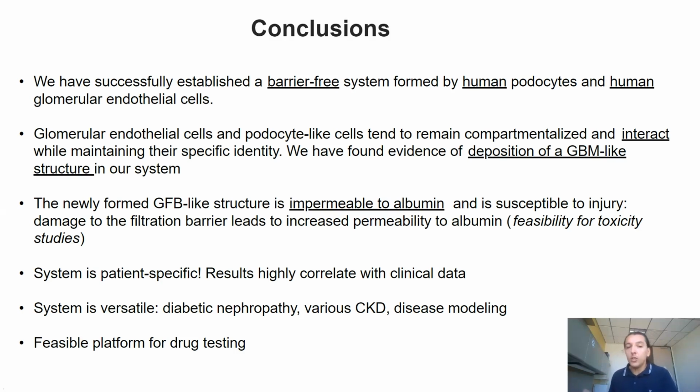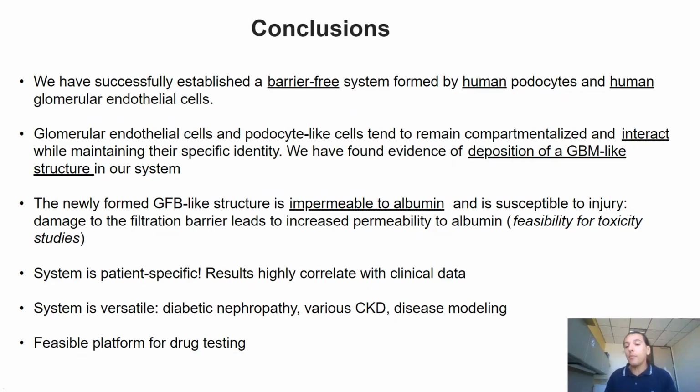In conclusion, I would like to say that we have successfully established a barrier-free system that is formed by human podocytes and human glomerular endothelial cells, and we do that by using 3 different human podocyte lines. The glomerular endothelial cells and the podocyte-like cells tend to remain compartmentalized and interact while maintaining their specific identities. We have also found evidence of the deposition of a glomerular basement membrane-like structure in our system based on the production of collagen 4, alpha 3, 4, and 5, and laminin alpha 5. More importantly, we have shown that the newly formed glomerular filtration barrier structure is impermeable to albumin and is susceptible to injury.